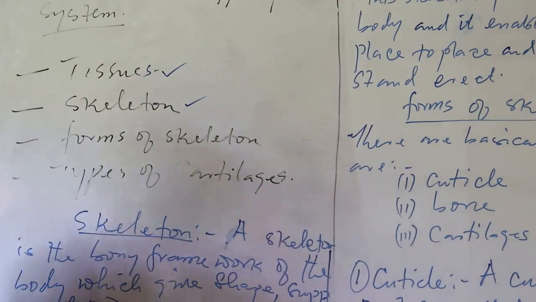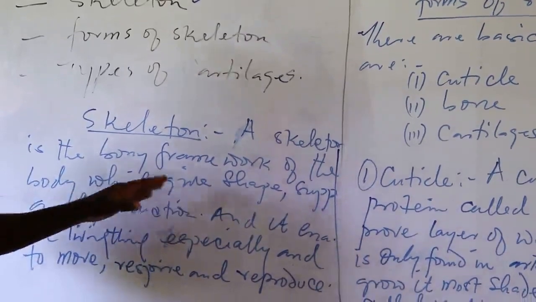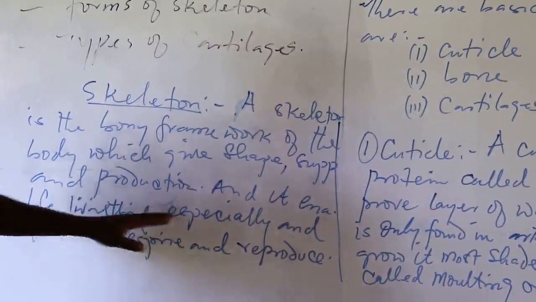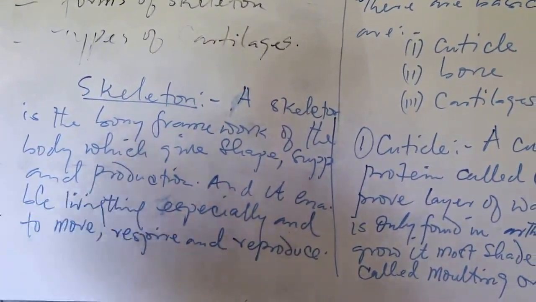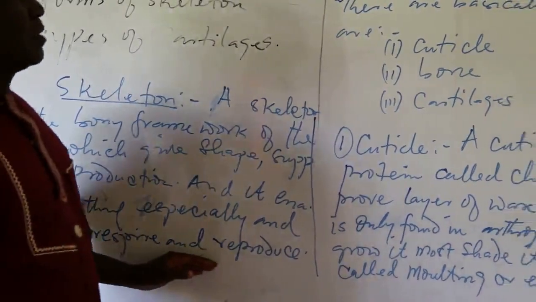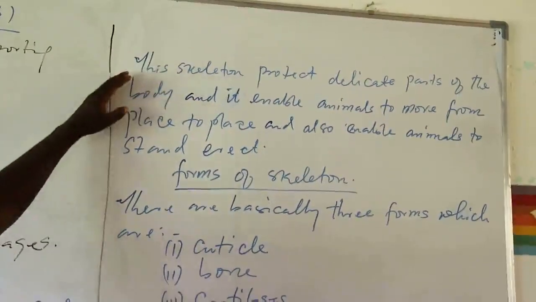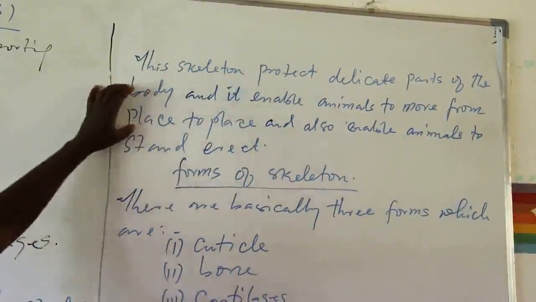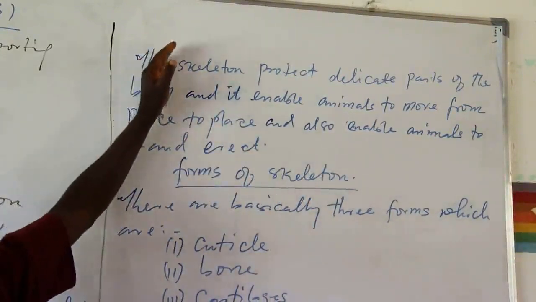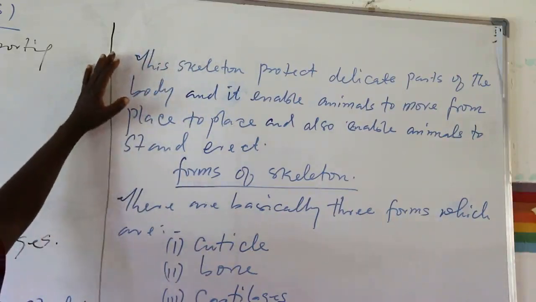Then what about skeleton? Skeleton is defined here as the bony framework of the body which gives shape, support and protection. It also enables living organisms, especially vertebrates, to move, respire and to reproduce. Skeleton also protects delicate parts of the body, and it enables animals to move from place to place, and also to stand erect. That is the definition of skeleton.